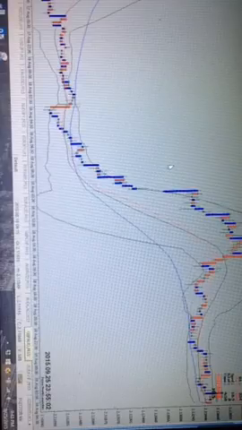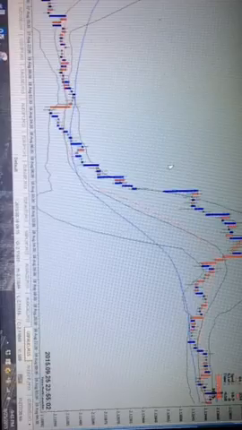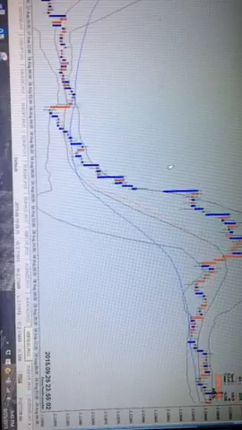Dude, I don't know what you're talking about with this Bollinger Band crossover. I don't know if you're thinking of a Bollinger Band stochastic crossover, but Bollinger Bands don't cross over.